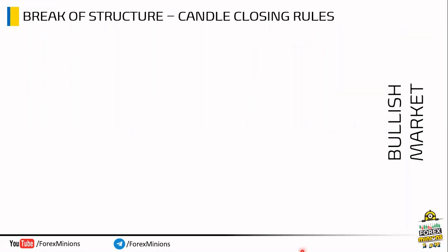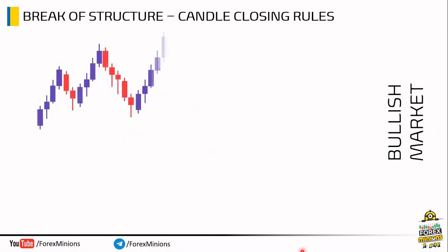Let's understand this with some examples. Very first example. See, we will be checking this level. Now, recall the first rule. What is our first rule? Price must take out inducement.